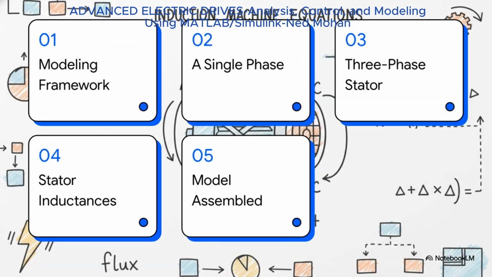So here's our game plan for today. We'll kick things off by setting up the basic framework and our core assumptions. Then, we're going to deconstruct the machine down to its most basic building block, a single phase. From there, we'll build it back up into the complete 3-phase stator. After that, we'll get into the nitty-gritty of calculating the self and mutual inductances. And finally, we'll put all the pieces together into one beautiful, coherent model.